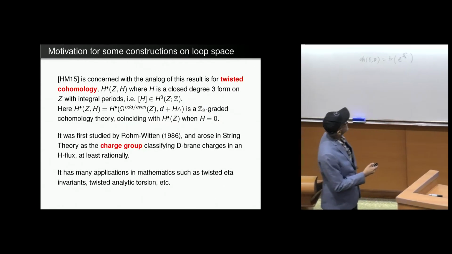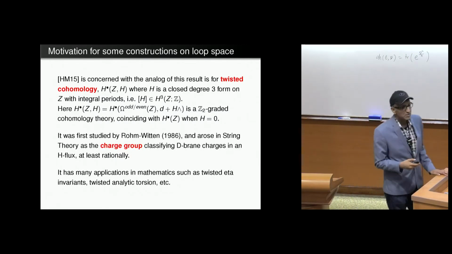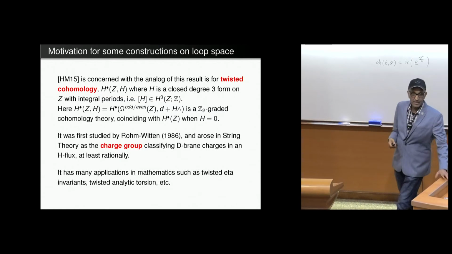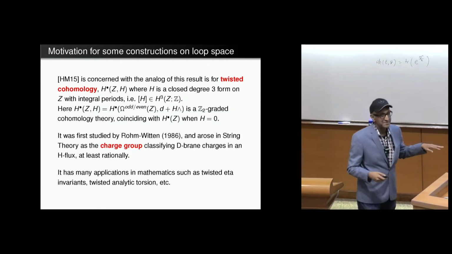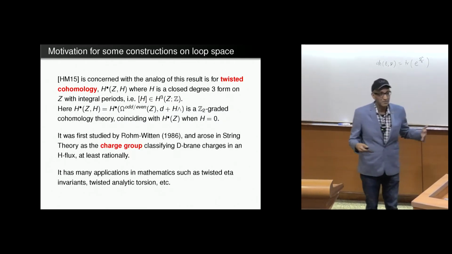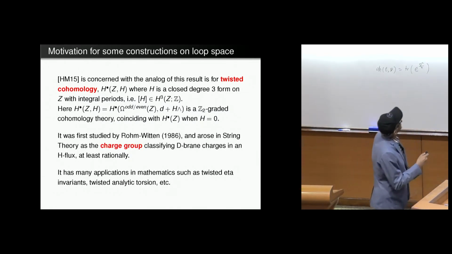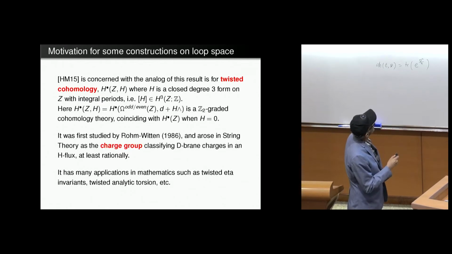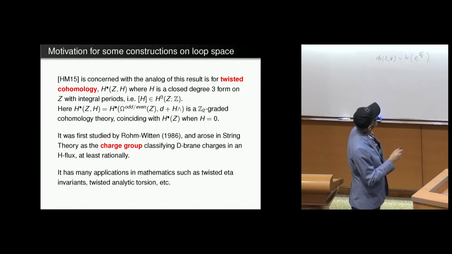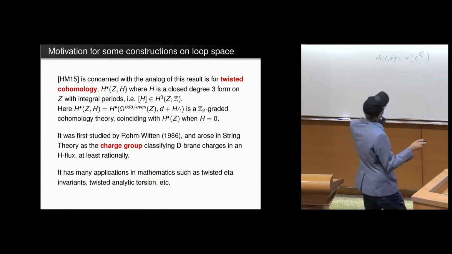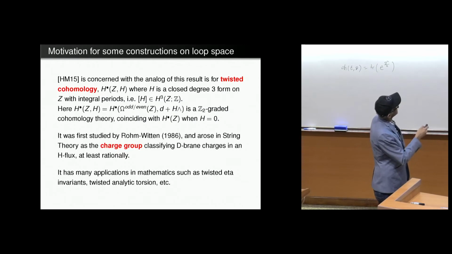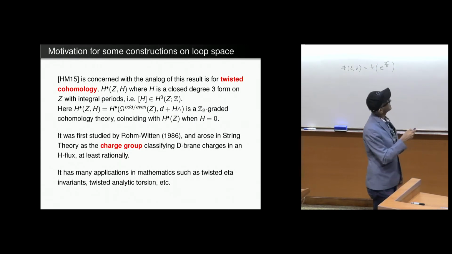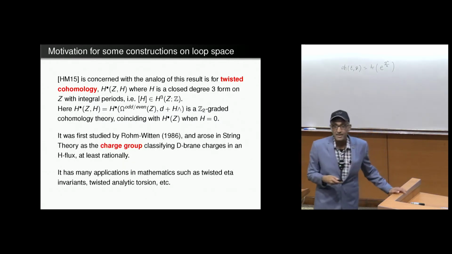So our goal was to try and do this for twisted cohomology. So we wanted to find a cohomology theory on loop space which localized to twisted cohomology. You might think this is rather straightforward, but the answer might surprise you, because it surprised us also. This twisted cohomology was first studied by Rome and Witten, and it is the charge group for D-brane charges in flux, at least rationally. I also want to mention that there are applications to math, such as twisted analytic torsion, and so on.